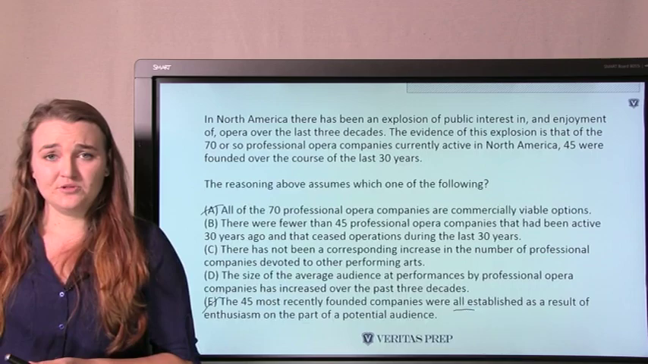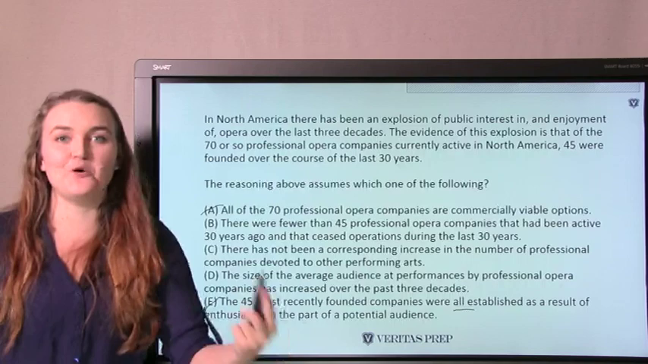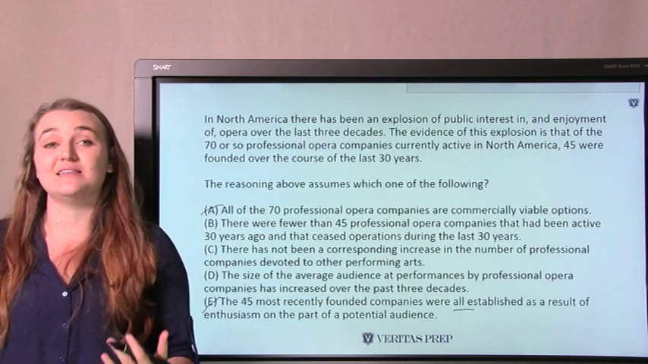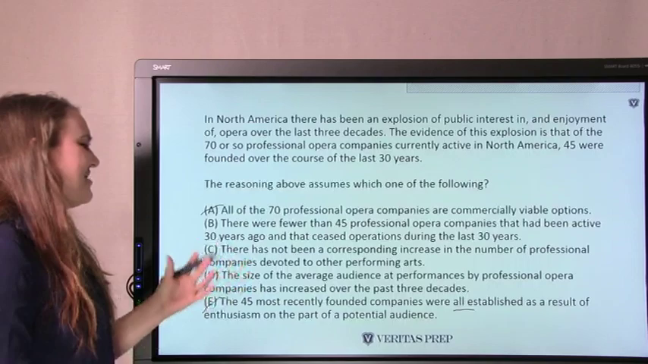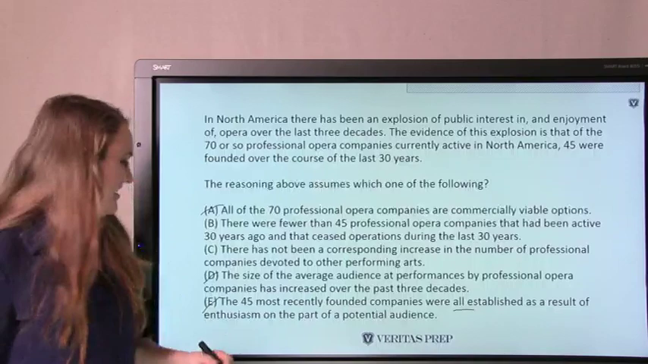We could be in a position to where if there are abundantly more operas showing abundantly more opera performances, then even if the size of the average audience has stayed the same, or even if it's decreased, we could still have a net increase in public interest as a whole. So certainly answer choice D is out on that means. And whether or not we've had an increase in professional companies devoted to other performing arts is pretty irrelevant to us here, right? So let's talk about why B fits the bill for what an assumption is.